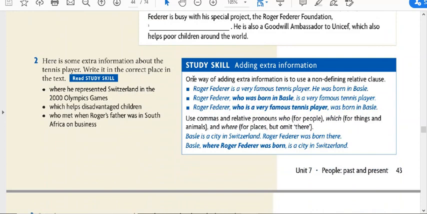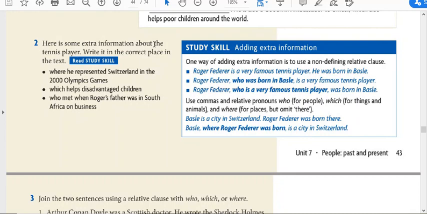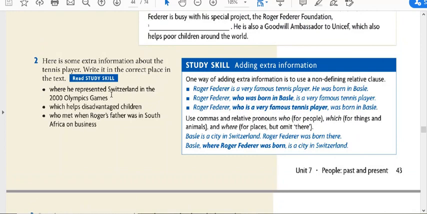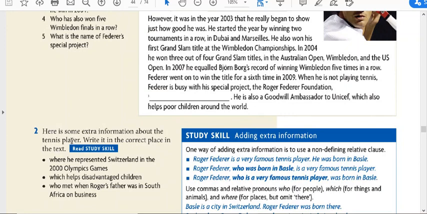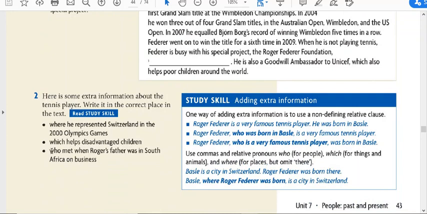We move now to number two. Here is some extra information about the tennis player. Okay, write in the correct place in the text. Okay, we have three points here. Then you need to go back and find the blanks here and then try to match and write the correct answer in the proper blank.